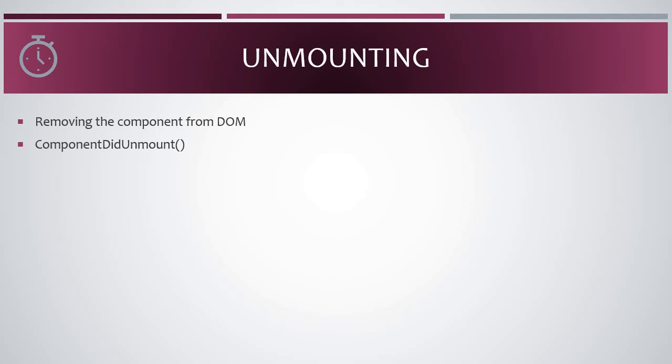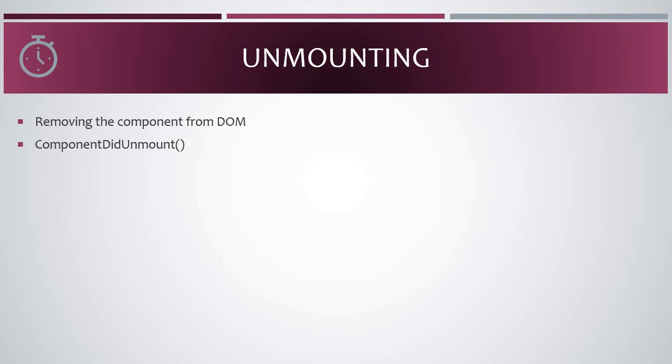Later, the third stage is unmounting. Unmounting is a phase where your component is being removed from the DOM itself. There is a method called componentWillUnmount, which would verify whether a component has been removed from your DOM. So your component has been removed from the web page or the UI, whichever is getting shown. That stage is called unmounting.